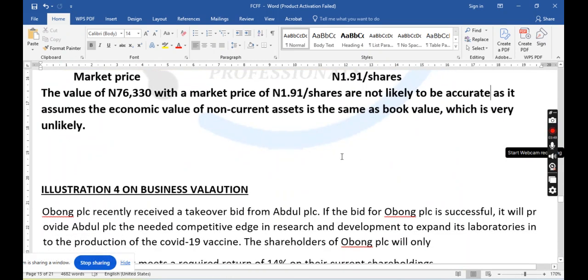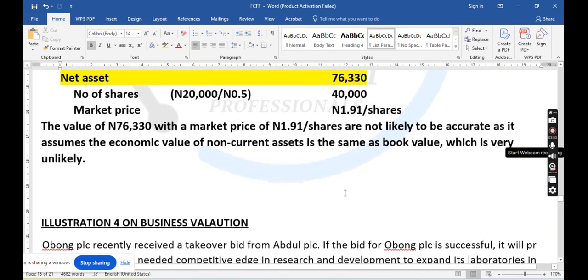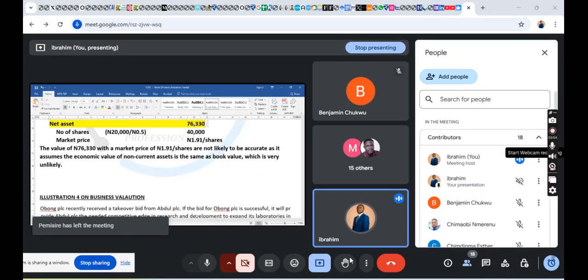But then you should also know that this company you are valuing is not a listed company, right? You are valuing it. It is not a listed company. So the market price may not be useful, because it is not listed. You can't go to the stock exchange and check for the company, right?